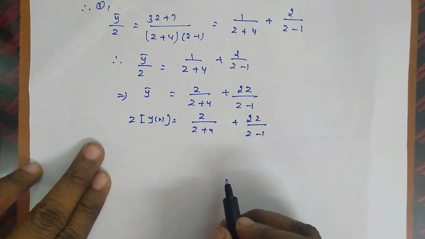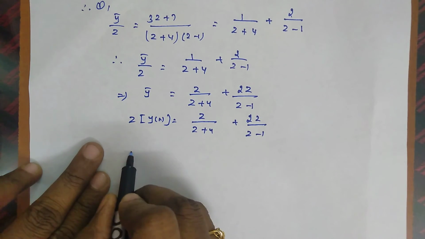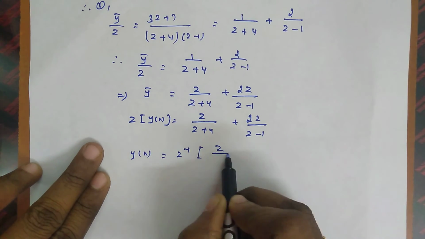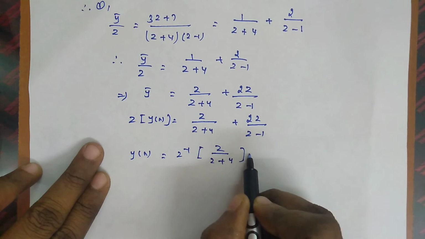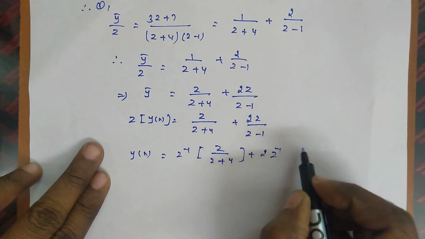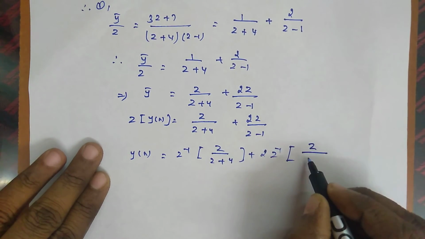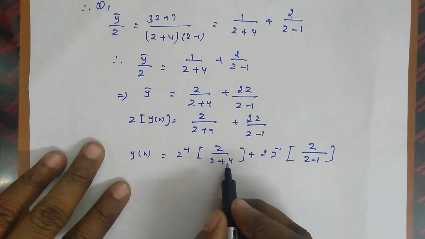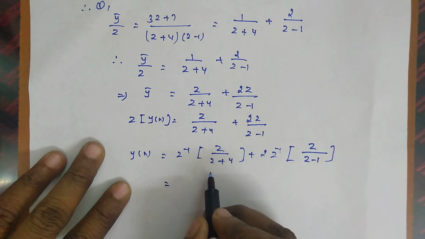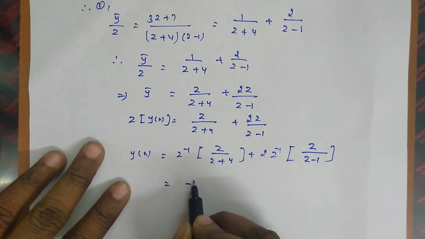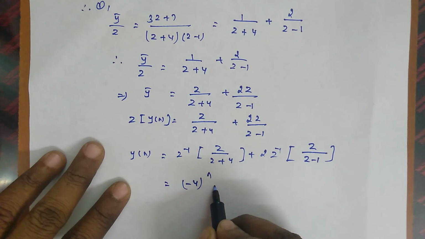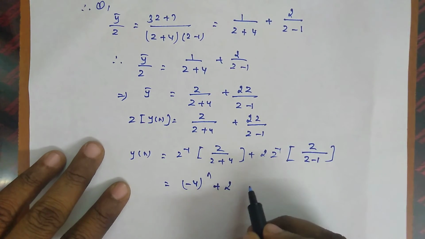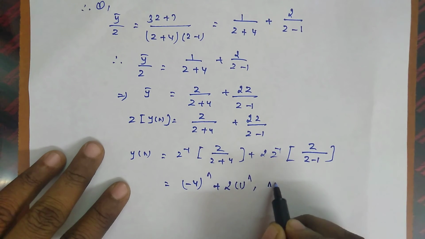Take z inverse on both sides. So what will happen? y of n equals z inverse of z by z plus 4 plus 2 into z inverse of z by z minus 1. This is of the form z by z minus a, where instead of a here it is minus 4. So we can write this as minus 4 power n plus 2 into, and this is of the form z by z minus a, so 1 power n, where n greater than or equal to 0.